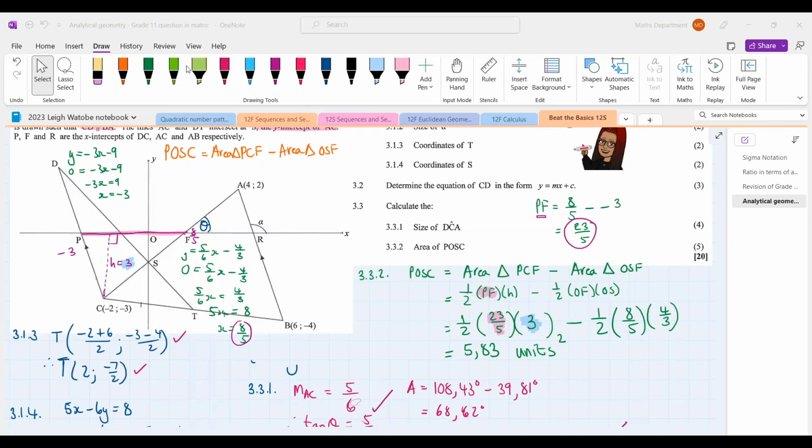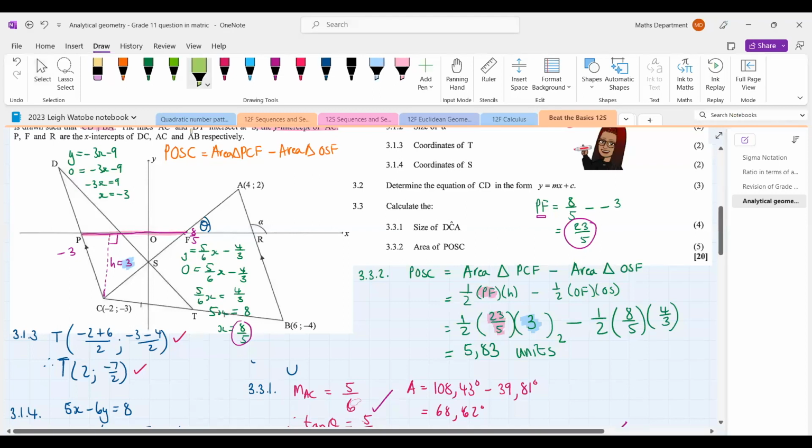Everybody else, as far as the other little triangle was concerned, this line over here, we know that it's 8/5 because we know what the x coordinate at F is. We also know the length of this line, OS, because we know the coordinates at S are -4/3. So the length of OS is 4/3. Okay, Bonga. So half base times height minus half base times height, and that's where our answer comes from.